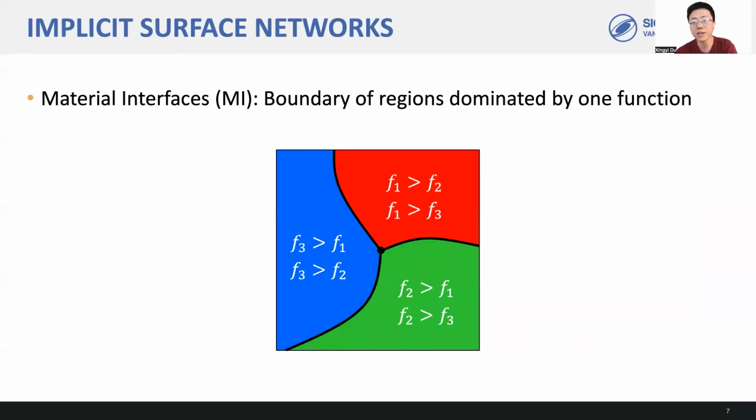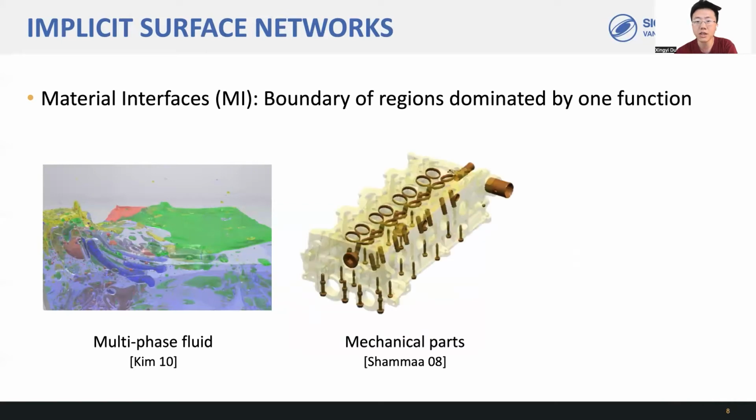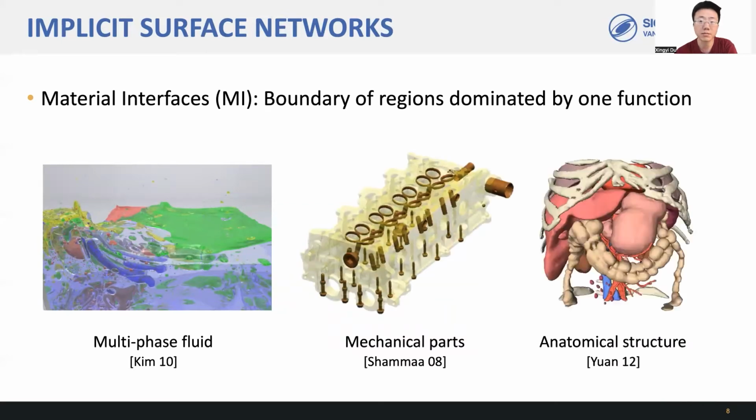Another type of implicit surface network is material interface, which partitions the domain into regions where one function is greater than all other functions. Each component of the material interface is actually the zero-level set of the difference between a pair of functions, and therefore also an implicit surface. The material interface is perhaps the most widely used representation for shapes with interior partitions, such as multi-phase fluid, assembled mechanical parts, and anatomical structures.